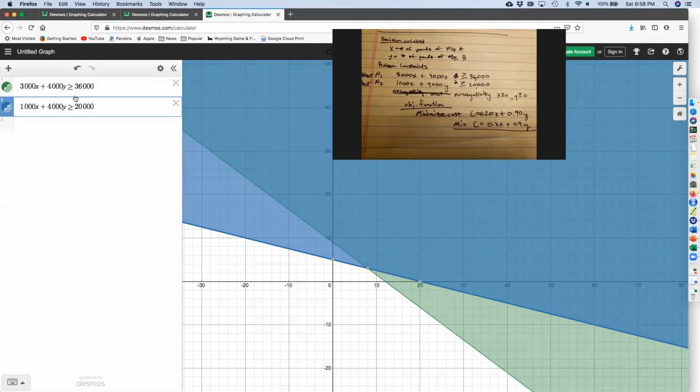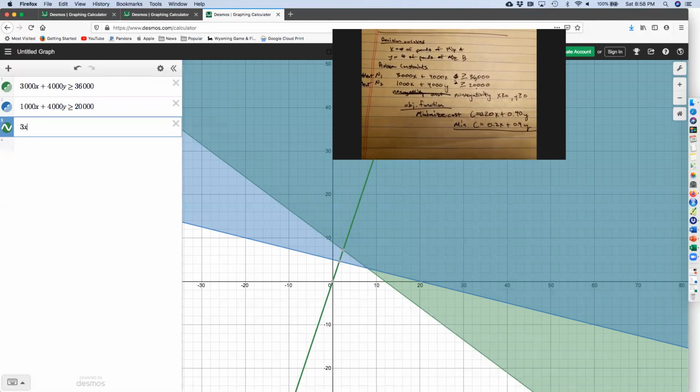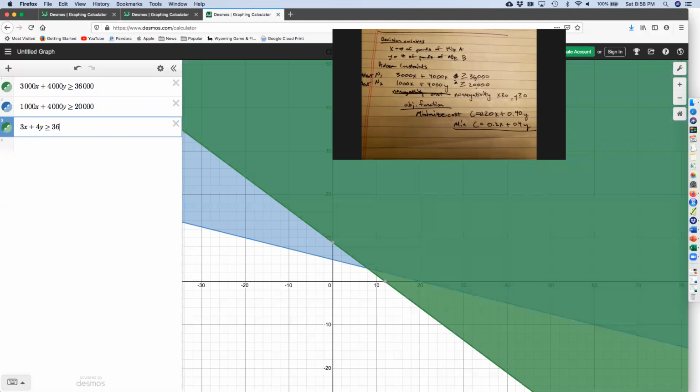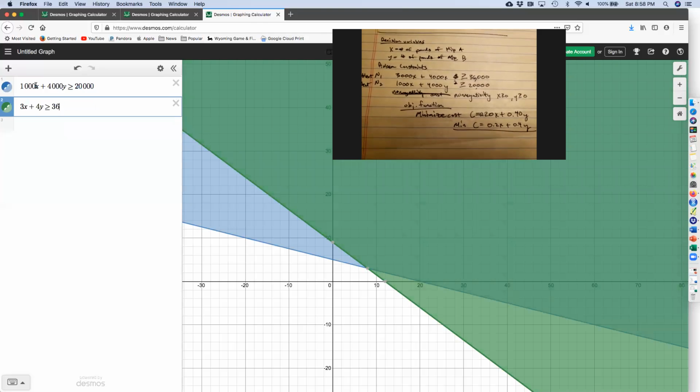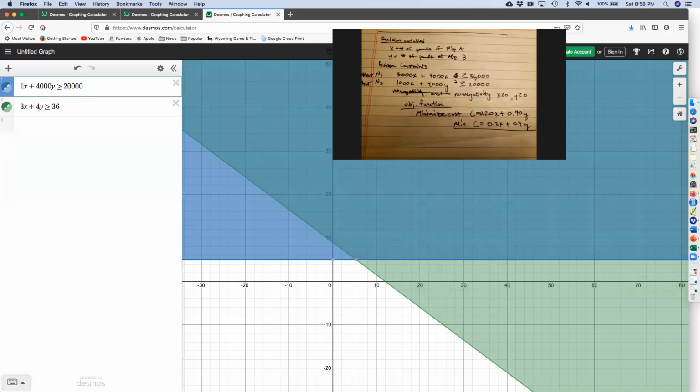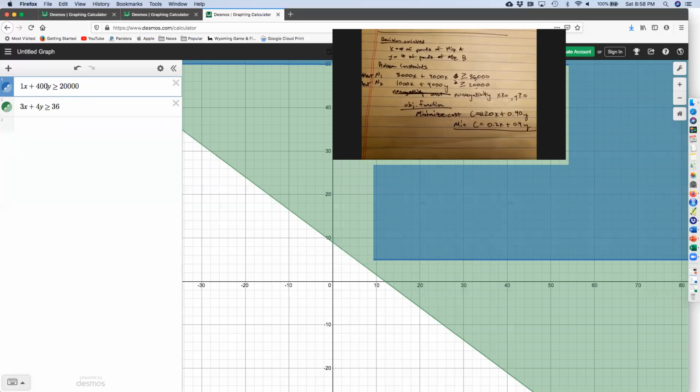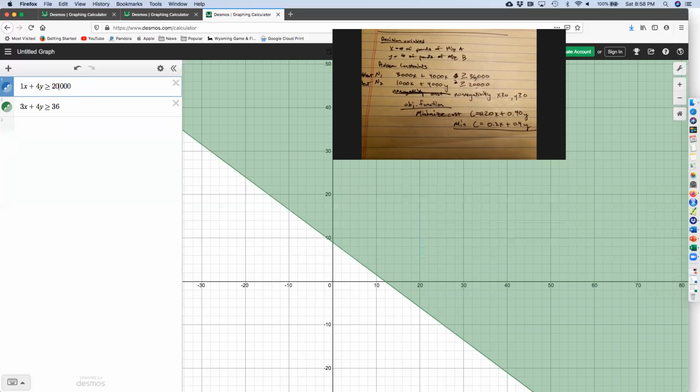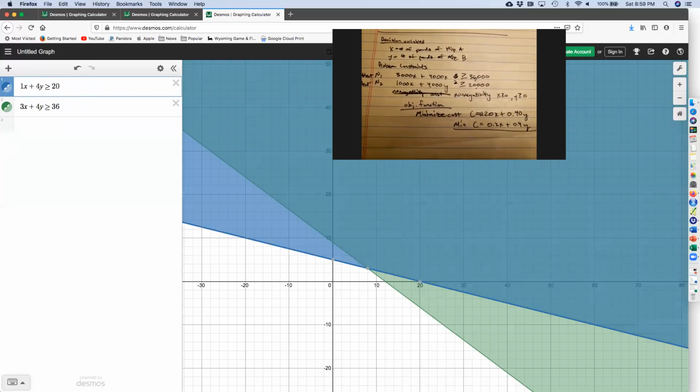You'll see that if I put in 3x plus 4y is greater than or equal to 36, it's the same exact line. So you can reduce things down like that to make your life a little simpler if you'd like. I'm actually going to do that so it doesn't have such big numbers. So we're going to reduce everything by 1,000, divide both sides by 1,000, and there you go. That is basically our graph.